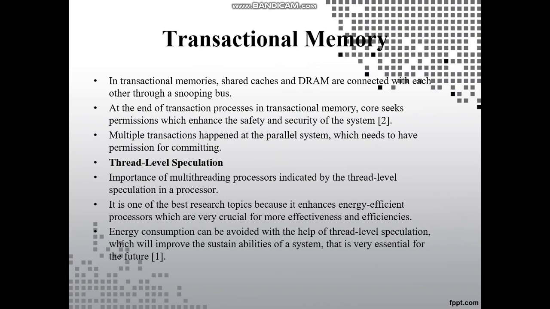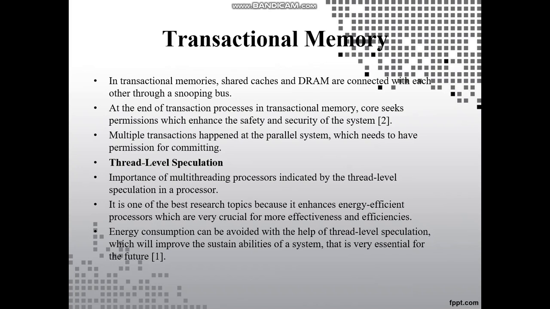Coming to thread level speculation. In this multi-threading processor, it is indicated by thread level speculation in a processor. It is one of the best research topics because it enhances energy efficient processors, which are very crucial for more effectiveness and efficiency. This energy consumption can be avoided only with the help of thread level speculation.